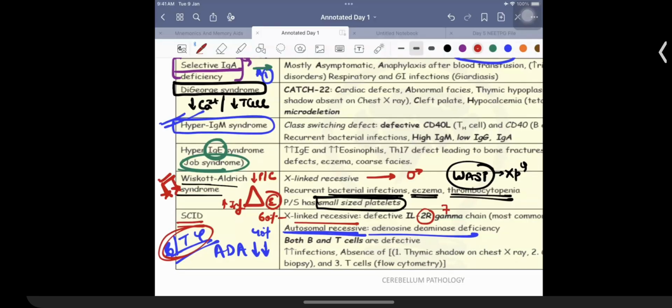Right? That's what you need to remember. So in case of SCID, you're going to have the presence of adenosine deaminase deficiency. Right? That's what you need to keep in mind.